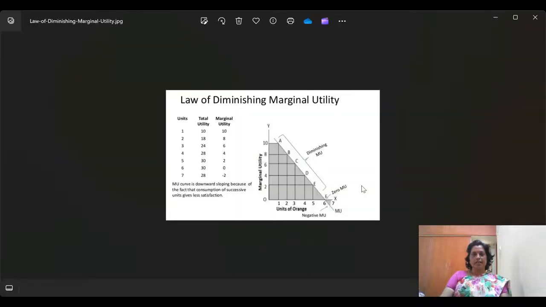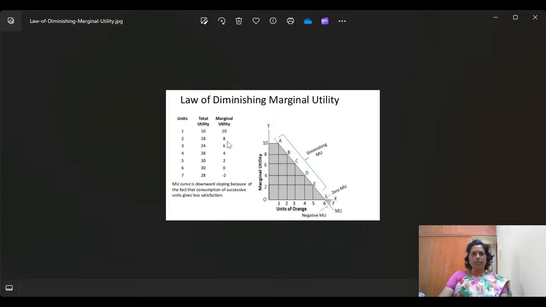Yes, this is the law of diminishing marginal utility illustration. Here on the x-axis, units of oranges, and on the y-axis, marginal utility. Suppose the units of oranges are increasing. For example, the first orange he consumes, his utility will be 10. That is the total utility 10, and the marginal utility is also 10. Again, he will consume the second unit, the second orange, and his total utility will be increased from 10 to 18.